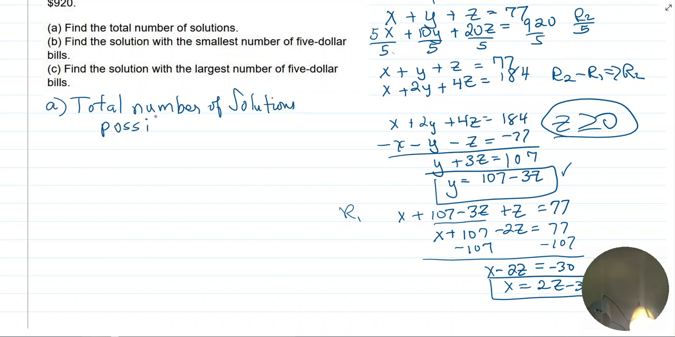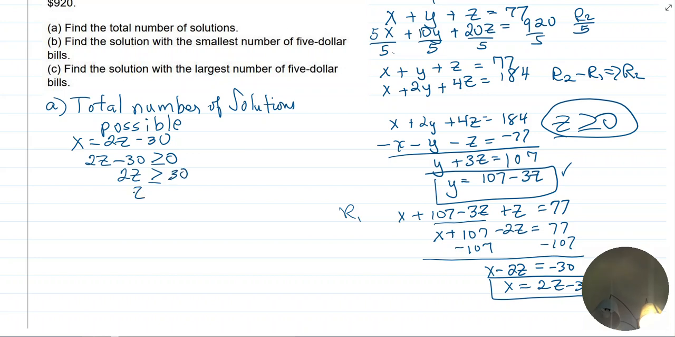Remember, we set the identity of z equal to or greater than 0. So I can start with x equals 2z minus 30, and say 2z minus 30 has to be greater than or equal to 0. 2z has to be greater than or equal to 30. z must be greater than or equal to 15. So I've got that z has to be greater than or equal to 15.